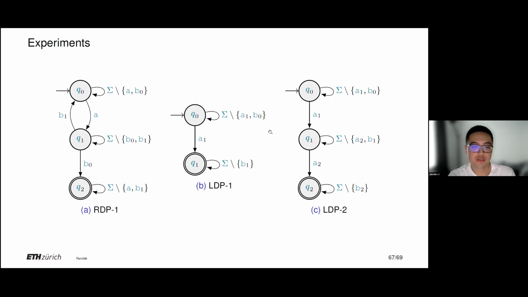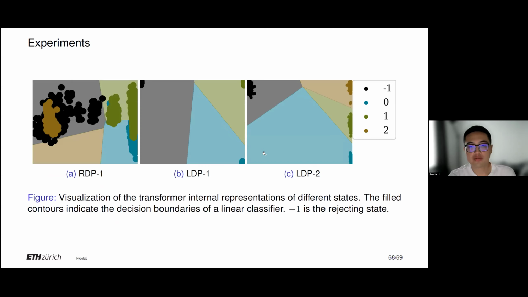We also did some experiments on language modeling, and we visualize the internal representations that correspond to different states in the partially ordered DFA. For LDP, the left deterministic polynomials, we show the internal representations are linearly separable for different states. But for RDP, they are kind of mixed up together. That's all for my presentation.